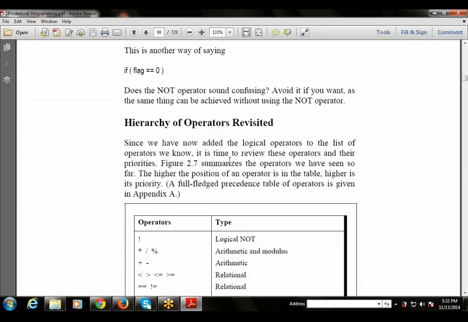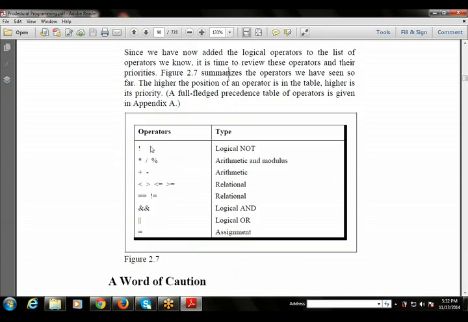First of all, we studied multiplication and division. Now logical operators are also added. So what is the hierarchy right now? First of all, there is the logical NOT operation that will be performed. Then the arithmetic and modulus operators, that is multiplication, division and modulus. Then plus and minus, that is addition and subtraction.